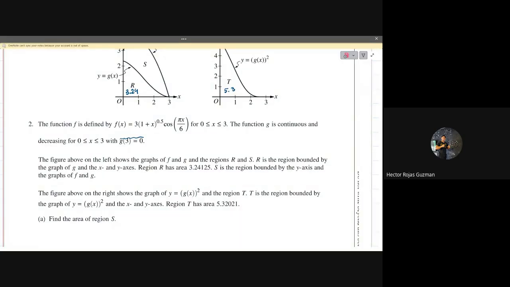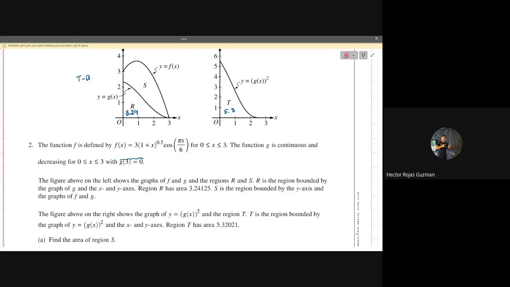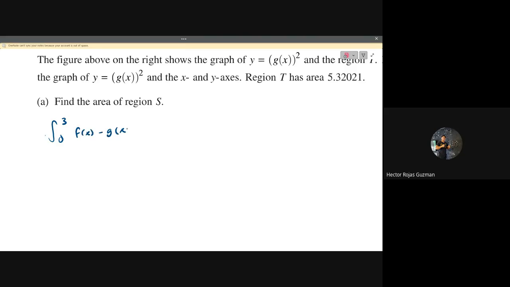Okay, so for part A, since we're trying to find the area for region S, all we've got to do is integrate, and we're going to have to do top minus bottom. So the integral from 0 to 3 of f of x minus g of x dx. The setup alone might already get you a point, so make sure you know your setups.